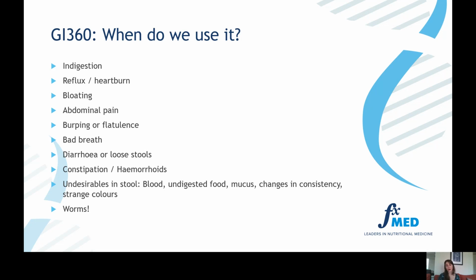constipation or hemorrhoids, any sort of changes in bowel function, undesirable things in the stool. So these can include blood, undigested food. Sometimes we'll see food particles in the stool. Mucus, changes in consistency, so softer, harder, and strange or undesired colors of the stool. And also sometimes we see worms or other evidence of parasites, which we are never happy to see.